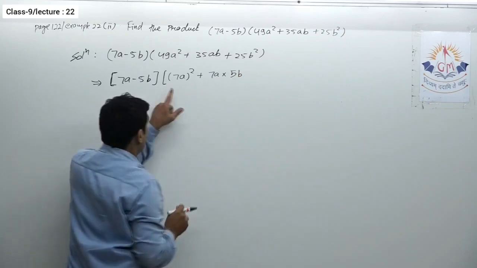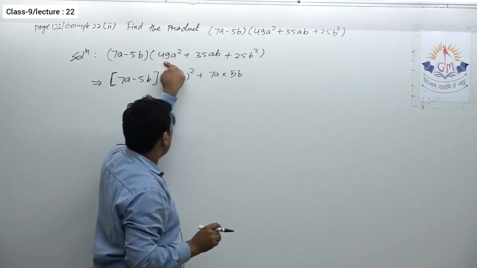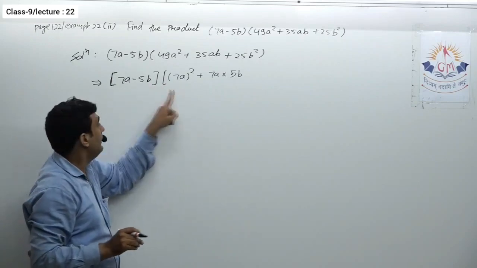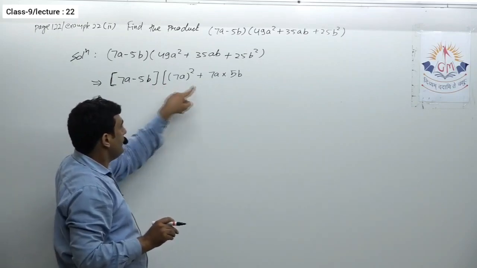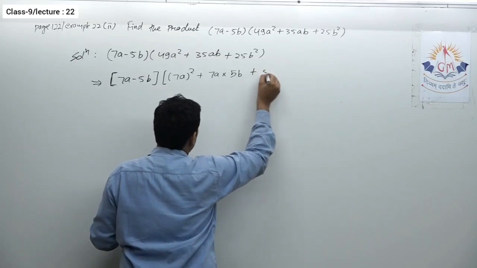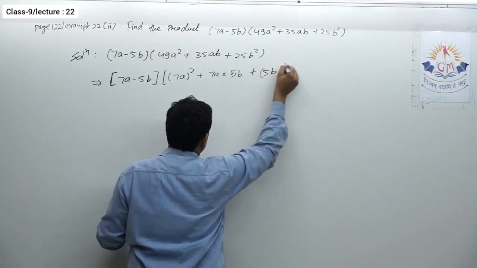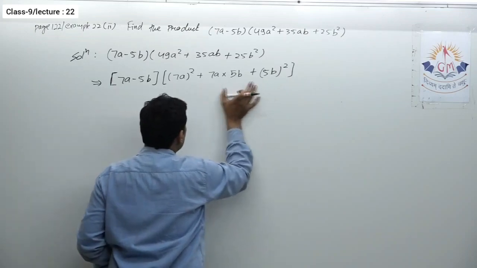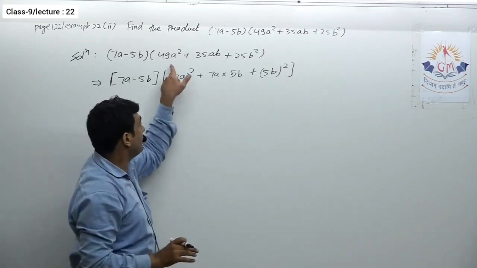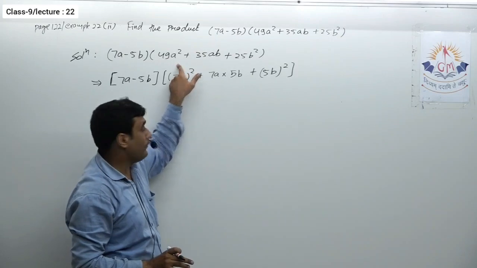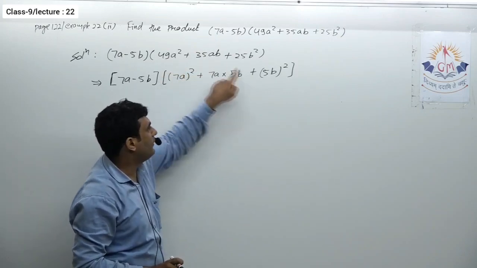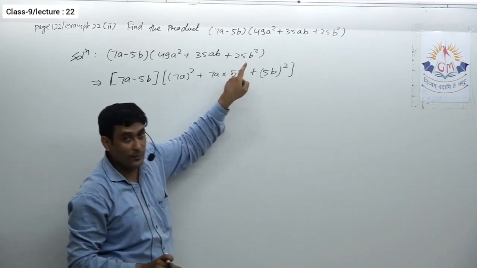Okay, see, a square I am not writing by looking over here. I consider this is a, so I wrote a square. Then a into b, that is 7a into 5b, and then b square, that is 5b square. Then I will cross check whether these three terms give the terms in the previous term or not. Okay, 7a square, 49a square, 7a into 5b, 35ab, 5b square, 25b square.